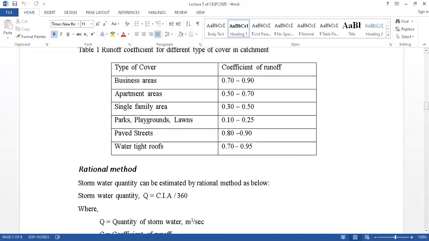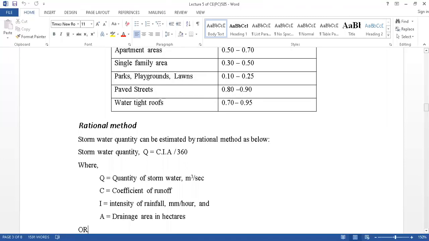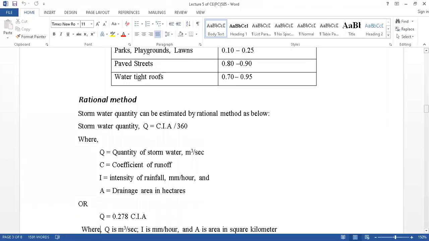Now these are empirical values. Let us discuss the total quantity of flow by two methods. One I will discuss is the rational method. What is the rational method? It is where the logic can be established from the formula, that is called the rational method. Q equal to CIA divided by 360.